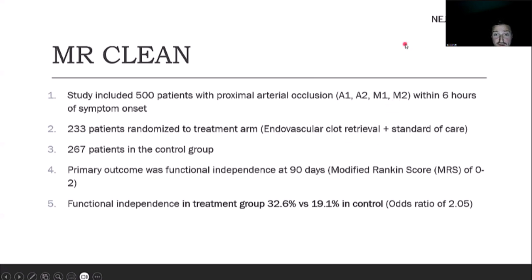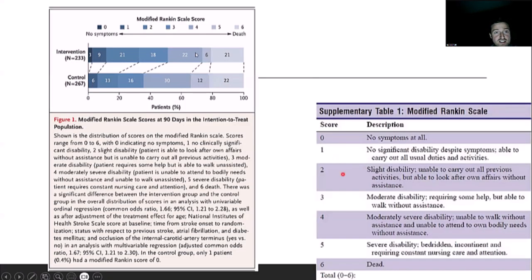So MR CLEAN was the first to come out. That was January 1st, 2015. They had about 500 patients with proximal arterial occlusions. They included A1s, A2s, M1s, and M2s, all within 6 hours of symptom onset. They were a pretty equal randomization with 233 patients in the treatment arm, and their primary outcome was functional independence at 90 days, as judged by the modified Rankin scale of 0 to 2, which we'll go over in a second. They determined that there was functional independence in 32.6% of the treatment arm versus 19.1% in the control. So an odds ratio of 2.0 is a significant finding.